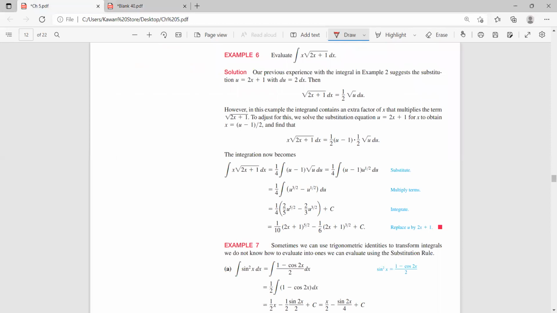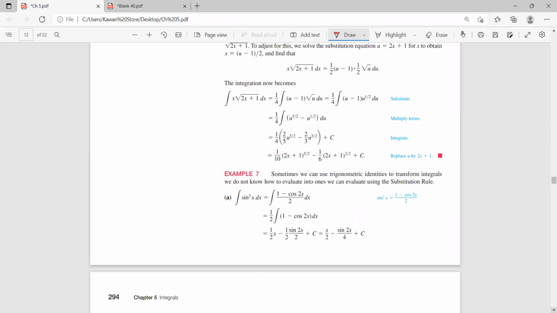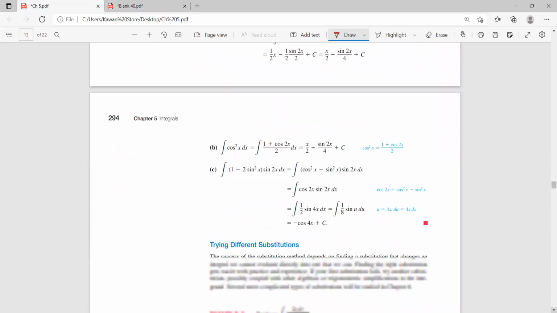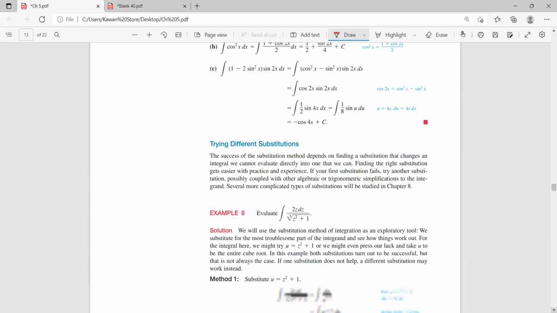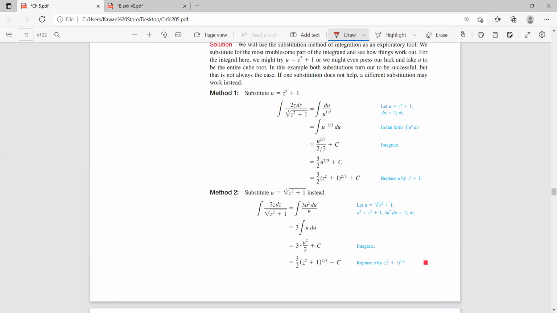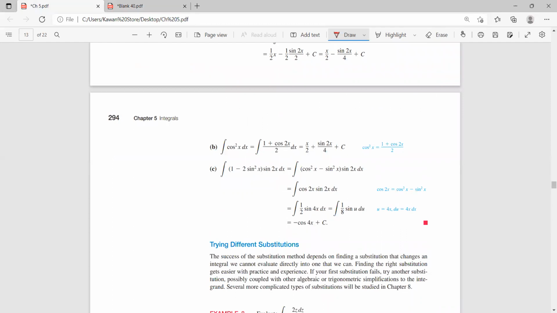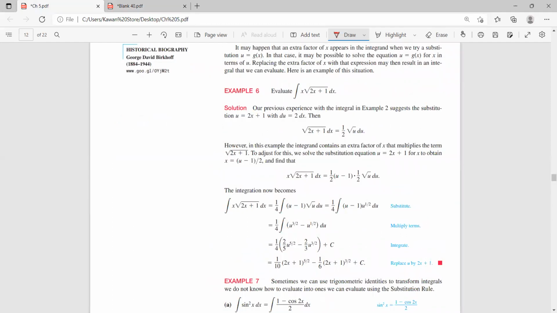This example that we have, example number 7, A, B, C. I'm going to solve A for you, B and C will be left for you, and I think that's all we have. Example 8 is also homework. So just one example remains for you with me. So pay attention. I'm going to solve an example for you.